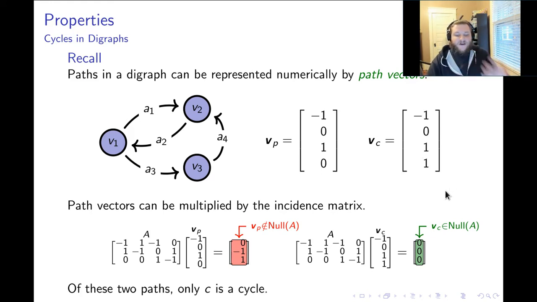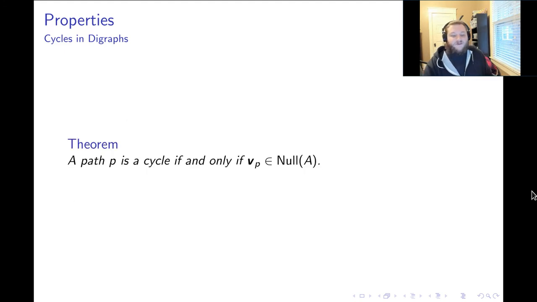And this is kind of interesting because the second path vector lived in the null space, but the first path vector didn't. And this turns out to be a theorem. In the first homework assignment, or at least in the problem set on directed graphs, there was a problem like this, where you had a path, and the path turned out to be a cycle, and I had you calculate the incidence matrix multiplied by that path vector, and you should have noticed that you got 0 when you did that.